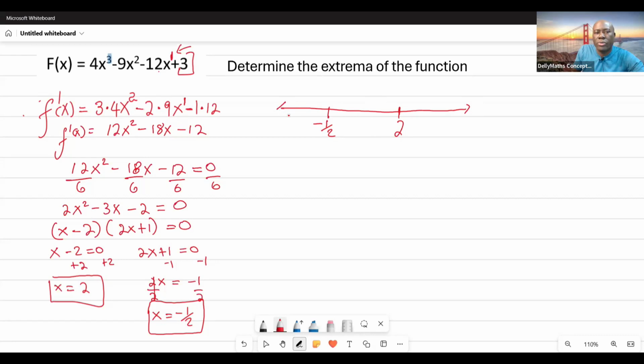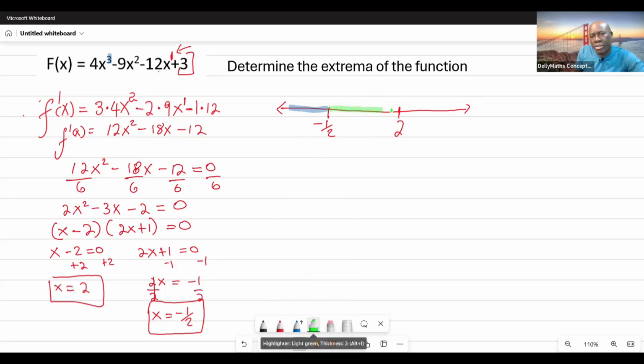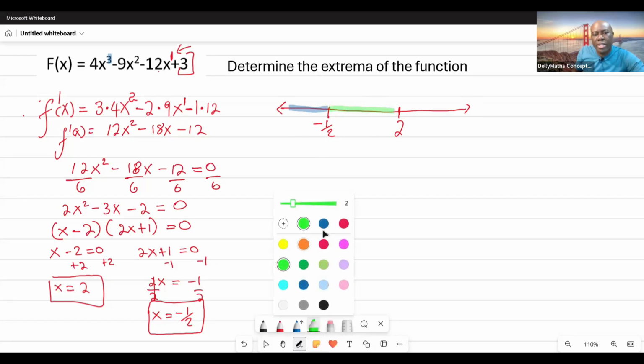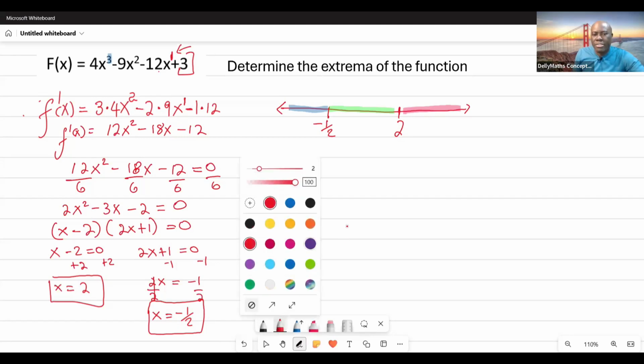So what we're going to do is pick a number from each region. We're going to pick a number from this region, and from this region. So we're going to pick 3 numbers that we're going to use in our derivative function, to test whether we get a positive or a negative number. Now, why is this necessary? Let's pick the numbers, and then we're going to explain.